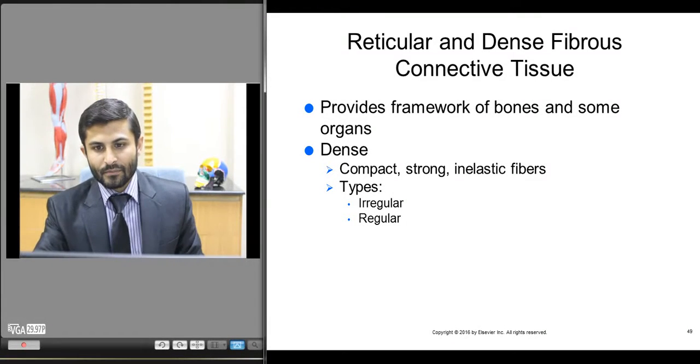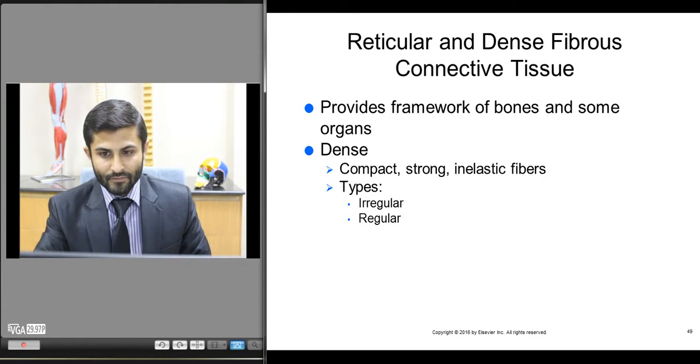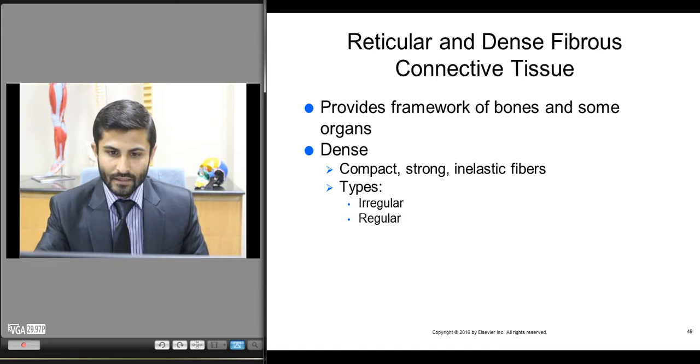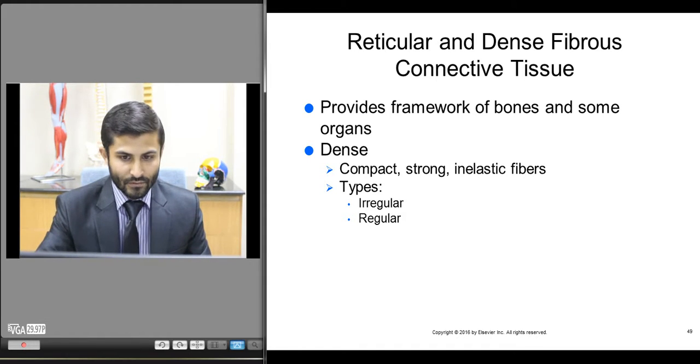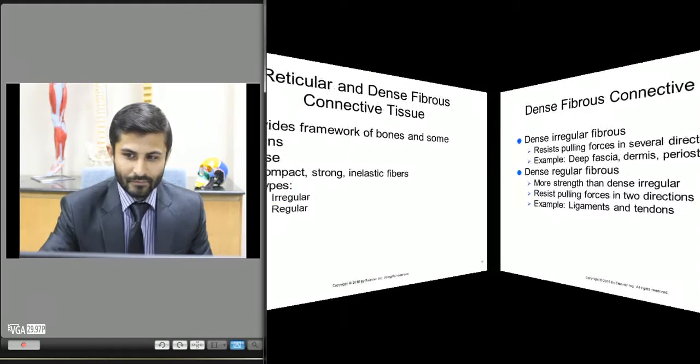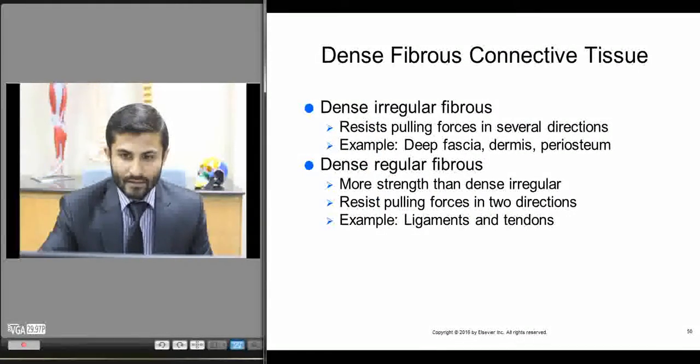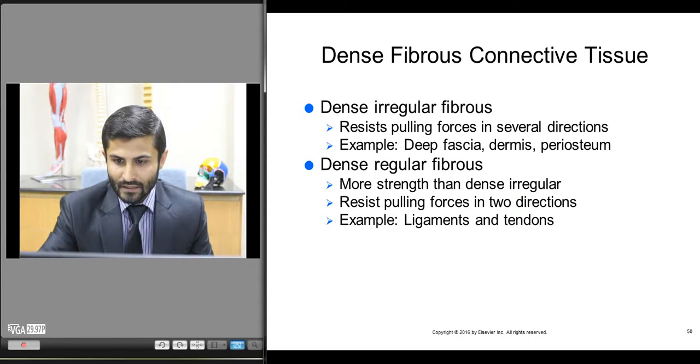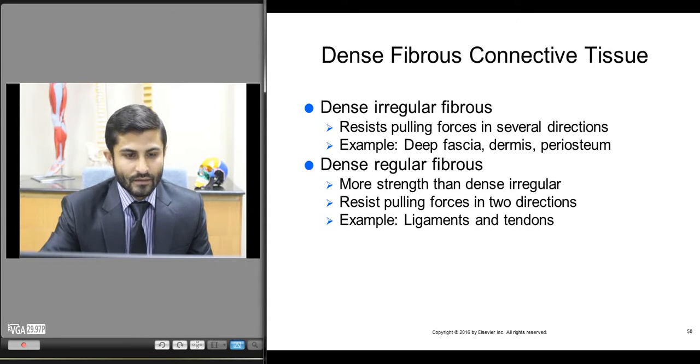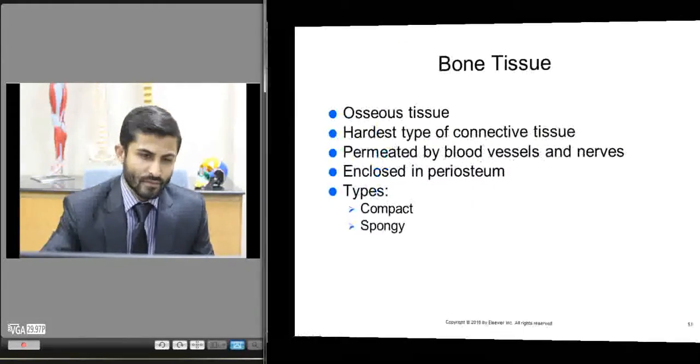Reticular and dense fibrous connective tissue provide the framework of bones and some organs. Dense connective tissue has compact, strong, inelastic fibers. There are two types: irregular and regular. Dense irregular fibers resist pulling forces in several directions, for example, deep fascia, dermis, and periosteum. Dense regular fibrous connective tissue has more strength than dense irregular tissue and resists pulling forces in two directions, for example, ligaments and tendons. So they are all forms of the connective tissue.